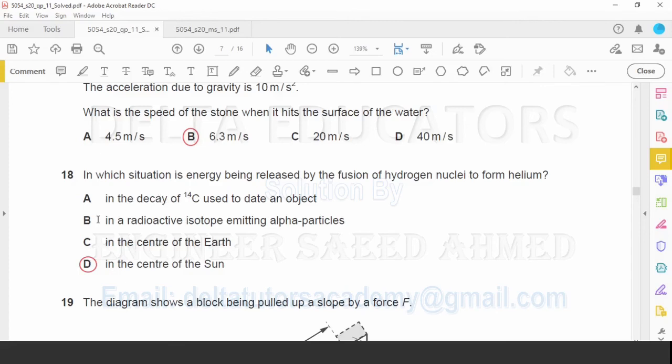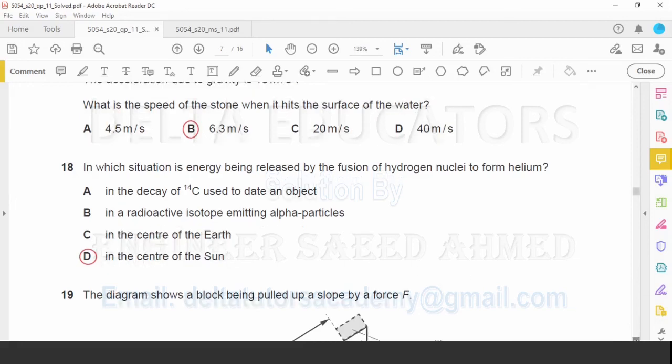It is not fusion. Option B, in a radioactive isotope emitting alpha particle. Emitting of alpha particle is radioactivity. In option C, it is given in the center of Earth. No, if it is taking place in the center of Earth, then a tremendous amount of energy will be released and the survival is impossible on Earth. So option C is incorrect. Option D, in the center of the sun. Yes, it is correct option. Sun is a star and we have studied that on stars the main source of energy is fusion. So correct option is option D.